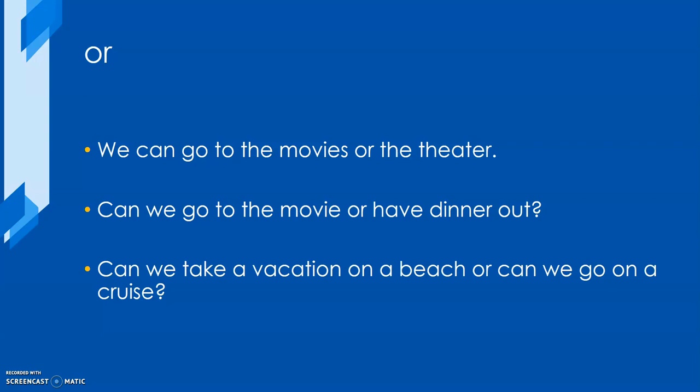In the three examples, your choice is between two things: movie or theater. The second case, going to the movie or having dinner out. So there are two different activities. And can we take a vacation on a beach? This is one question. Or can we go on a cruise? This is another question. So you're putting two questions together, joining them with the conjunction or.